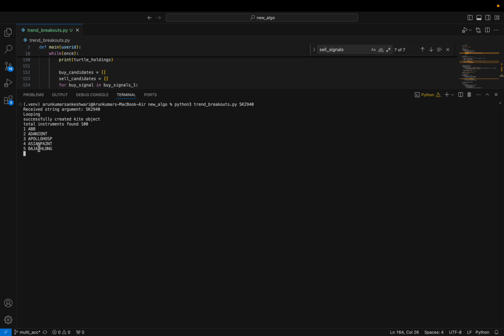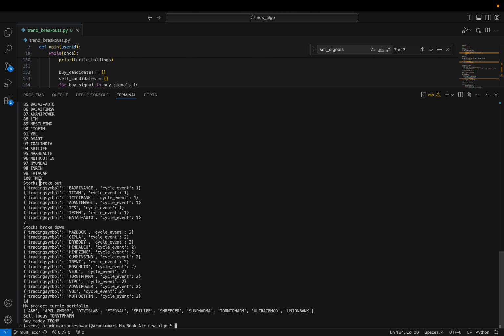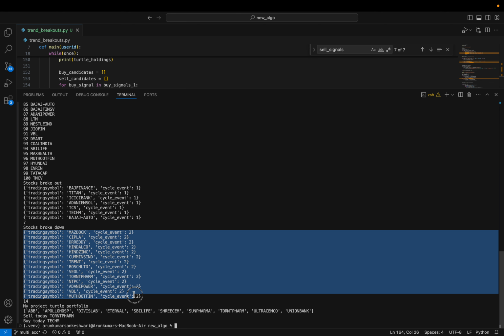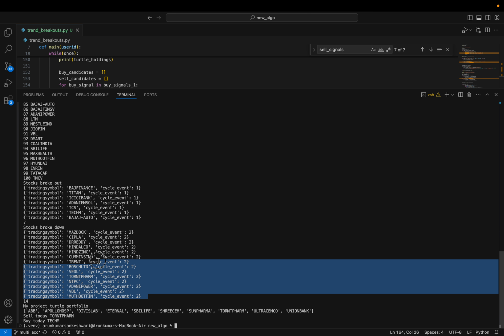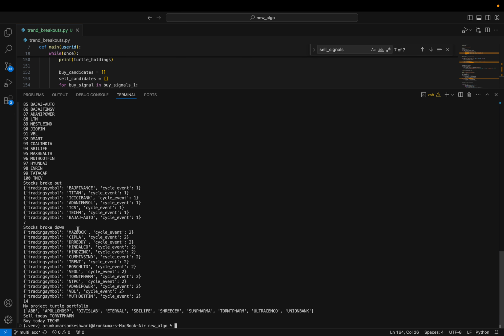You can see, I'm going through all the 100 stocks to get their previous 21 closes, as I said. And based on that, here is the list that I built. The first one is the list of stocks that broke out, and here are the stocks that broke down. But it doesn't matter in the sense that it doesn't tell me what stocks I need to buy and what stocks I need to sell.